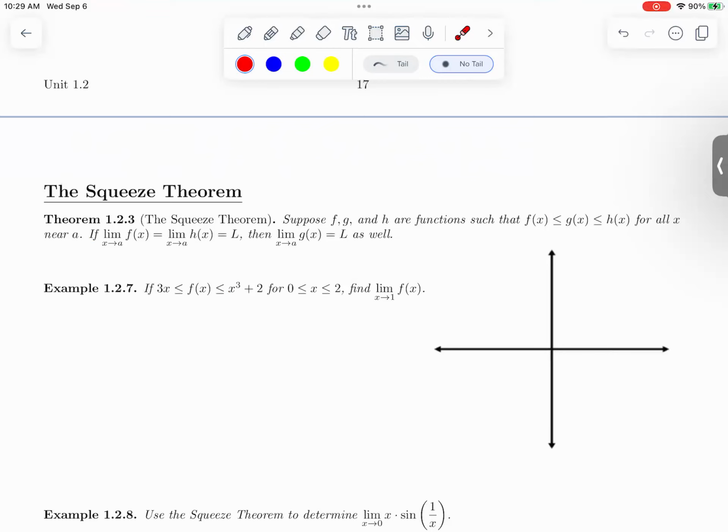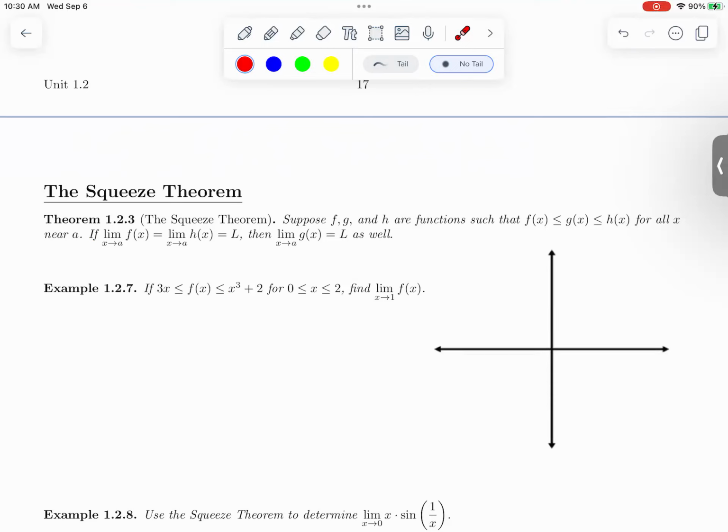Then, if the limit as x approaches a of f of x and the limit as x approaches a of h of x both equal L. So the outer functions' limits. So the lower bound function and the upper bound function, if their limits at a are both L, then by necessity, the middle function's limit also has to be L.